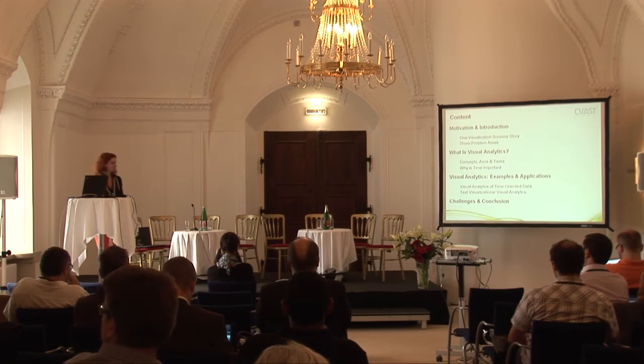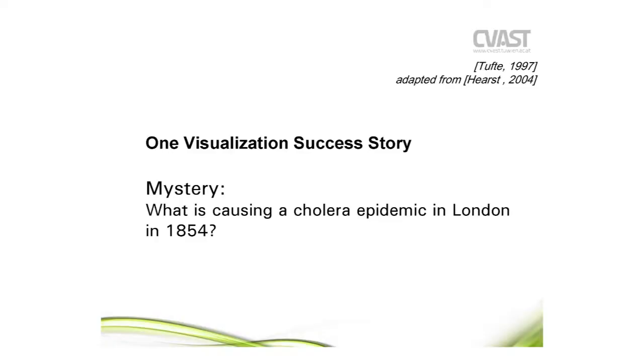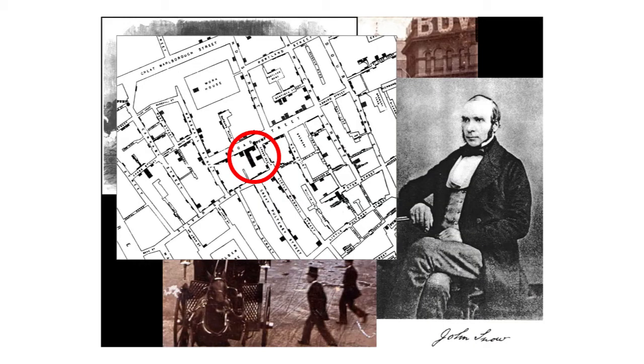The first success story, maybe everybody knows, comes from a very important book by Edward Tufte, who collected a lot of different success stories. One is the story about the mystery of what caused the cholera epidemic in London in 1854. There was cholera in London, the people were ill, and we didn't know directly why this cholera happened. There were a lot of guesses, but nobody knew.